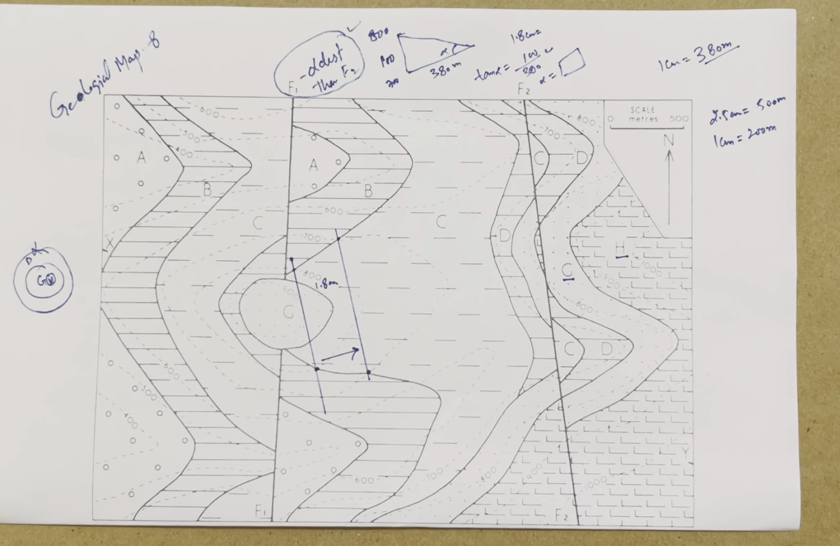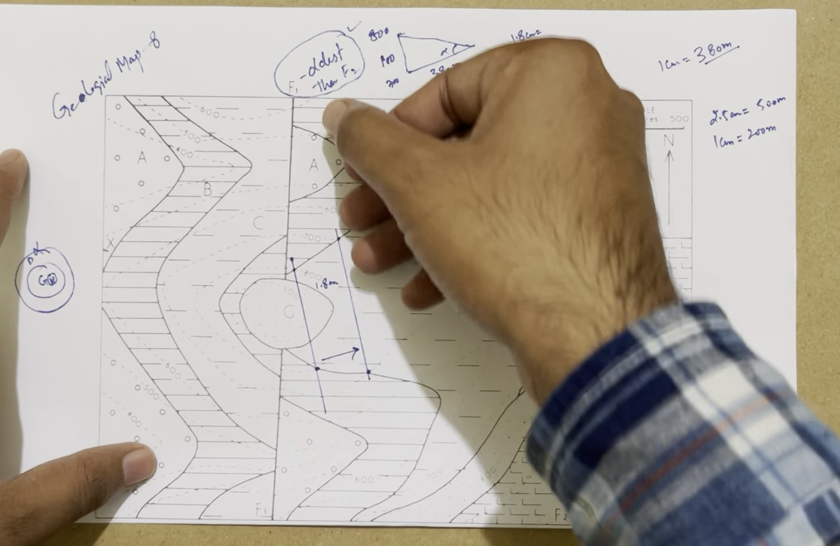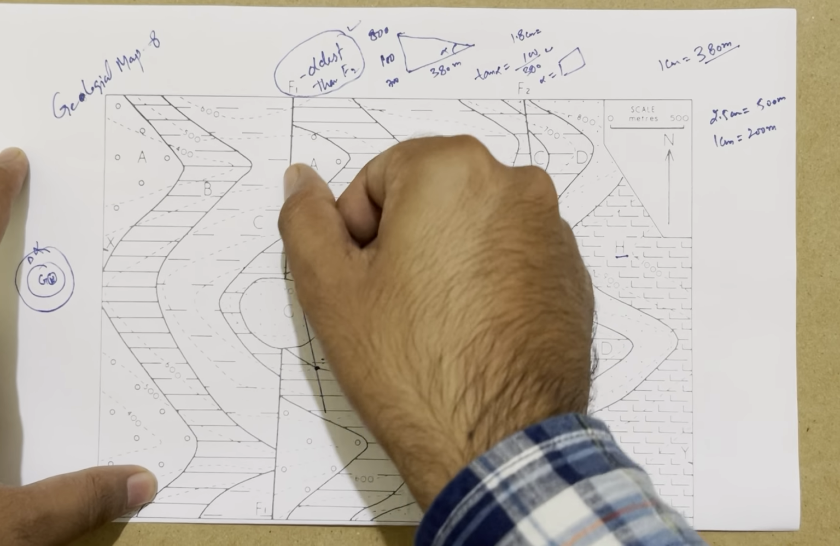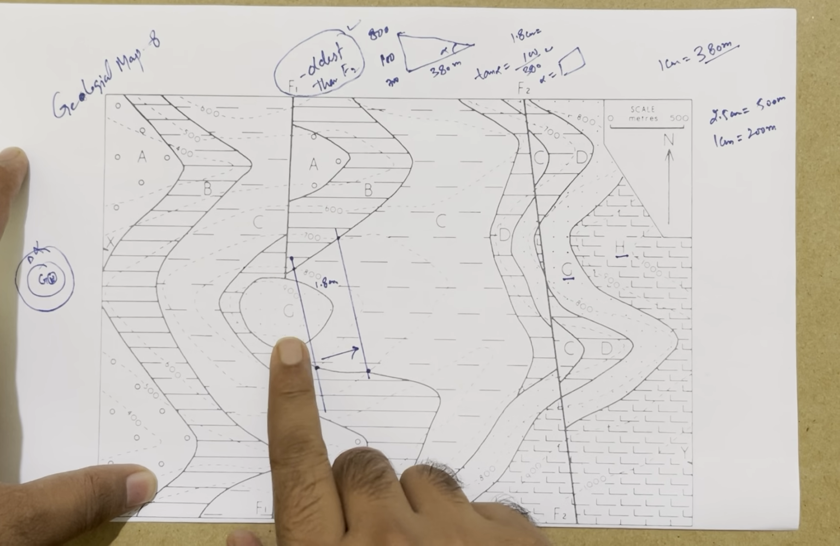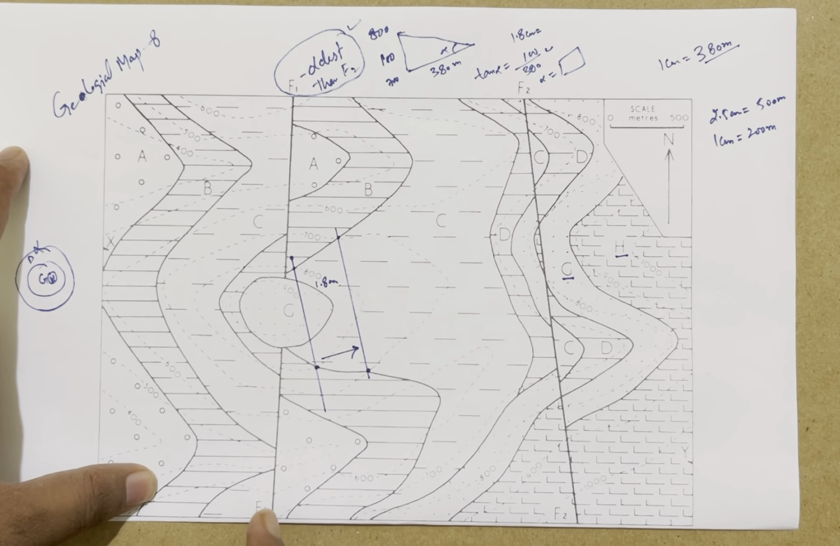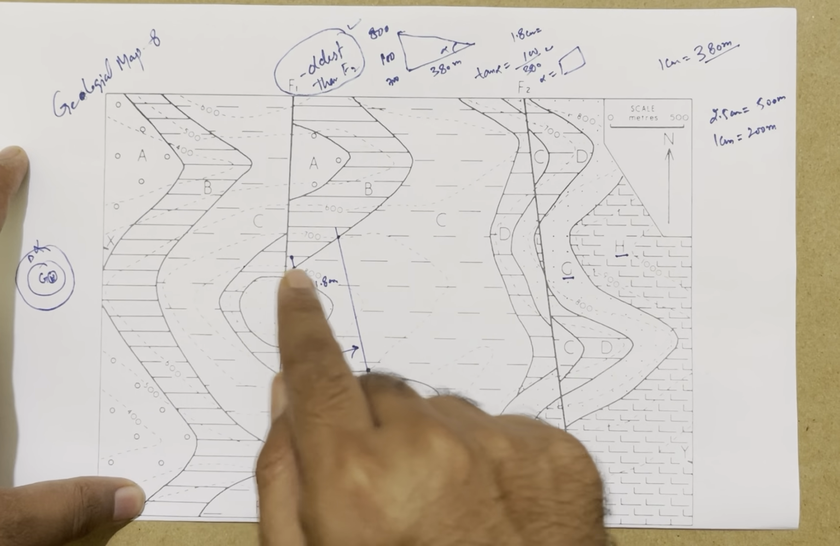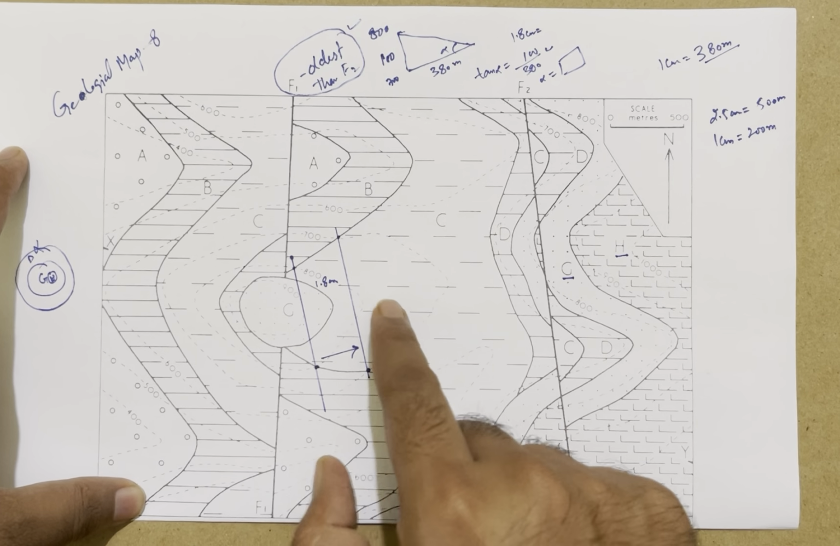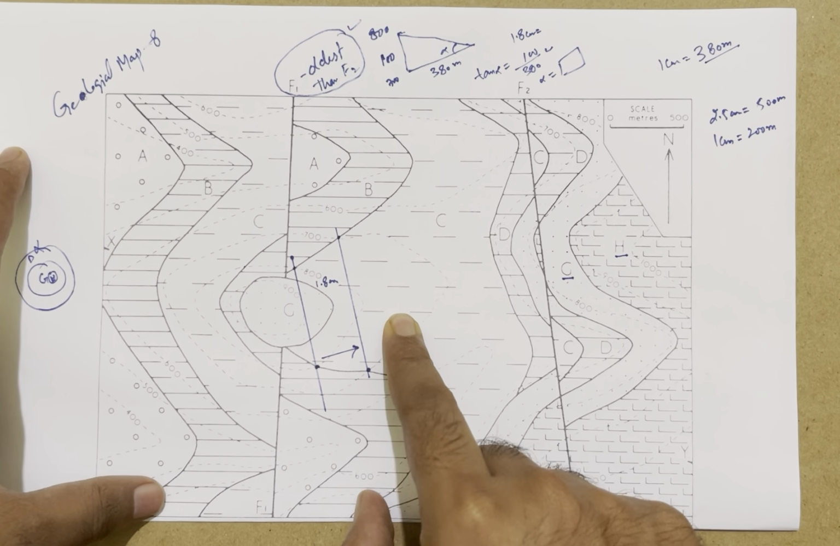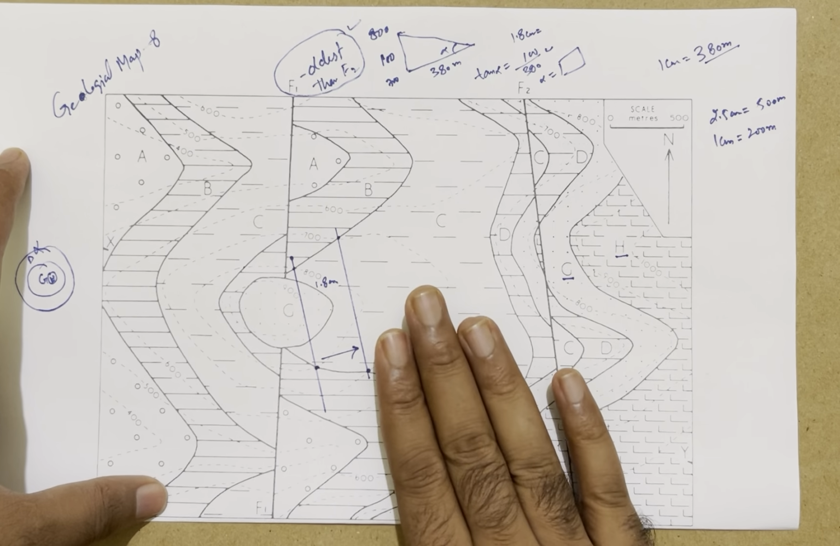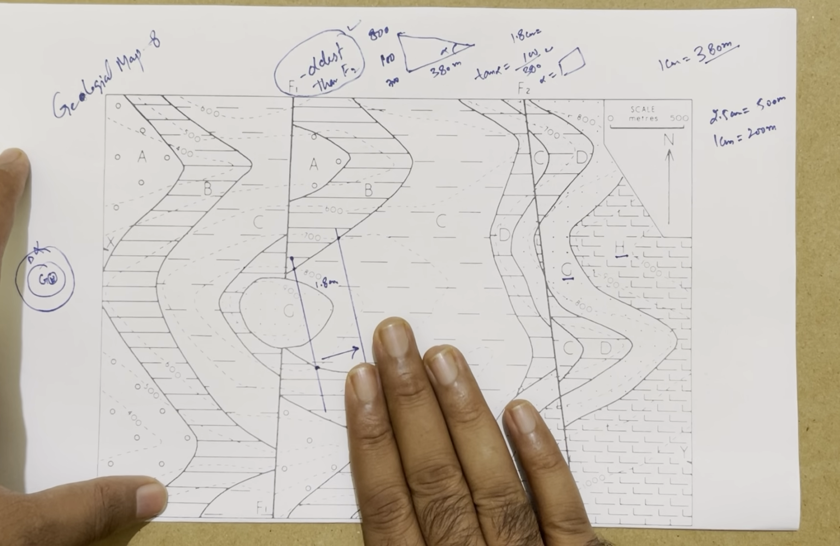Now we have to find out one more thing. This fault is a straight fault, so we are unable to find the dip of the fault. We know that the fault is in the north-south direction, but we are unable to find the dip. But we can find out which part is going up and which part is going down, which part is the upthrow side and which part is the downthrow side.